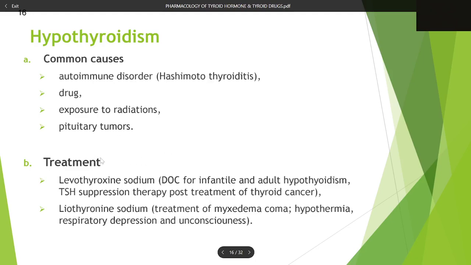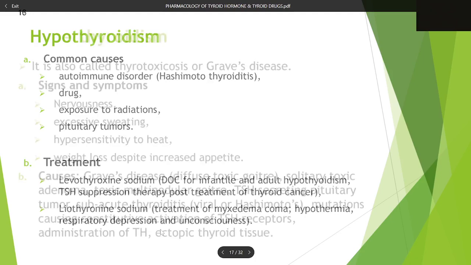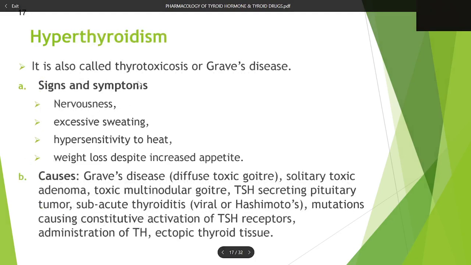Now, for the treatment of these, the drugs we give are levothyroxine sodium, the drug of choice for infantile and adult hypothyroidism. They would give TSH suppression therapy post-treatment of thyroid cancer. Liothyronine sodium is given for treatment of myxedema coma, hypothermia, respiratory depression, and unconsciousness. Now we're talking about hyperthyroidism. It is also called thyrotoxicosis or Graves' disease.